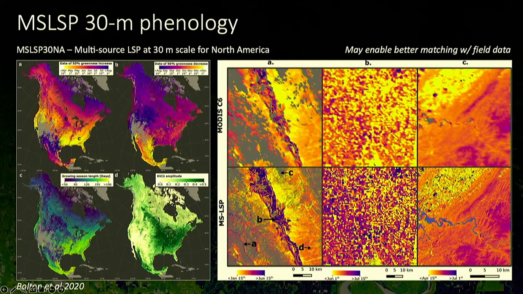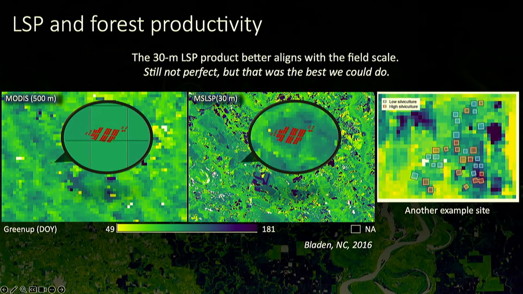So in 2019, my previous advisor, Dr. Josh Green, and a professor at Boston University, Dr. Mark Friedel, made this 30-meter phenology product for the whole North America. It combines Sentinel-2 and Landsat together. So it's short-term, after 2016, because Sentinel-2 was launched in 2015. It's pretty good, and if you compare these maps, you will see the benefit of going to higher spatial resolution, right? It generates more details.